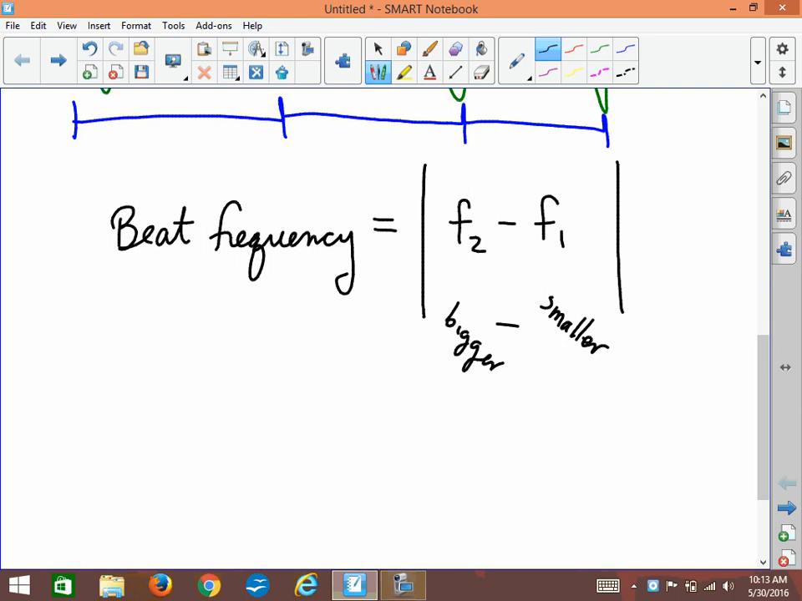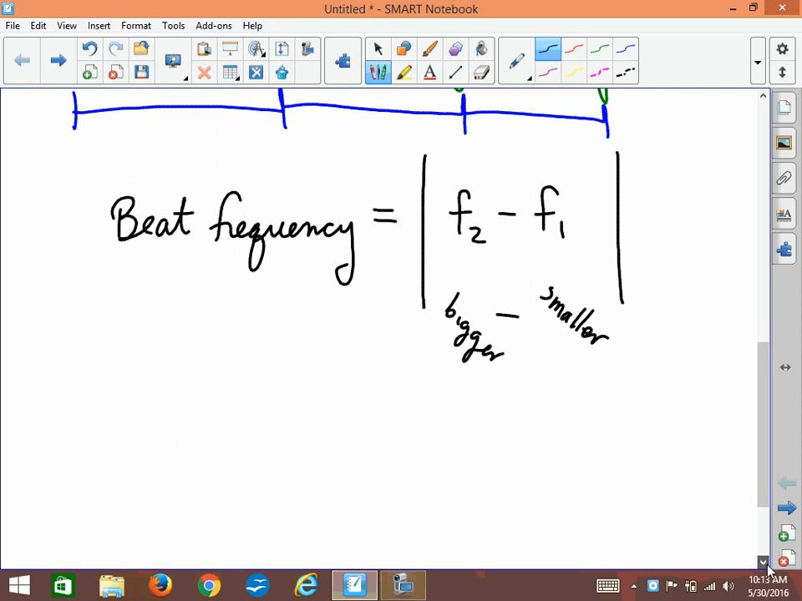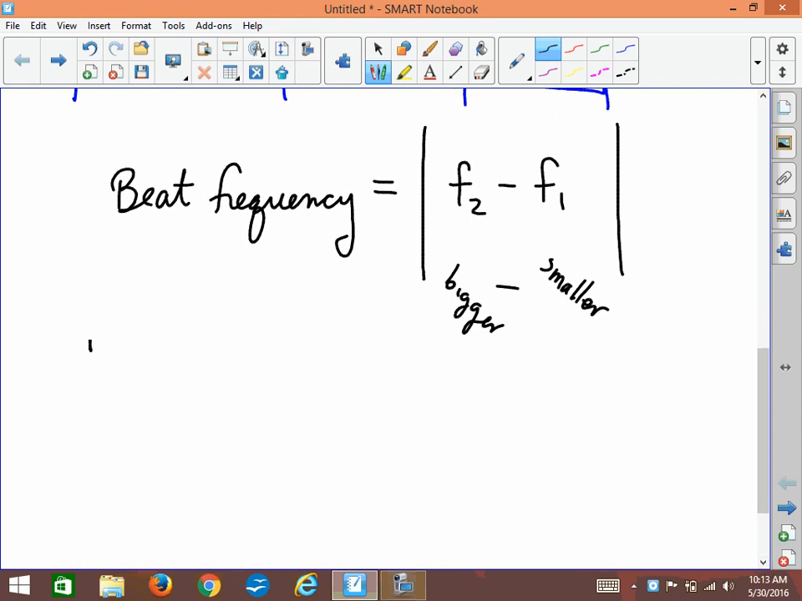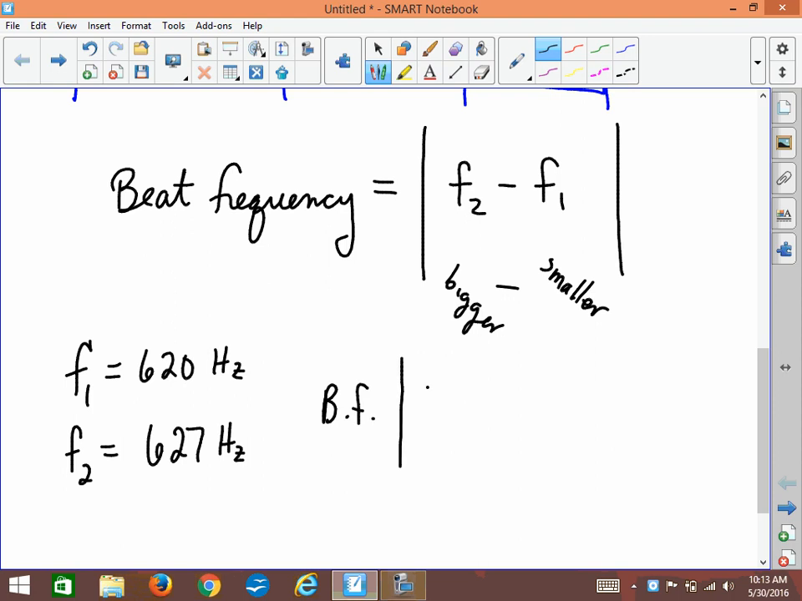It allows you to find just the magnitude of the difference between the numbers. It doesn't matter whether it's positive or negative. So, for instance, if you had a frequency 1 of 620 hertz, and then you played along with it a frequency 2 of 627 hertz, you would simply do the beat frequency as 627 take away 620, which equals 7 hertz. So you would hear throbbing or beating about 7 times a second, a 7 hertz beat frequency.